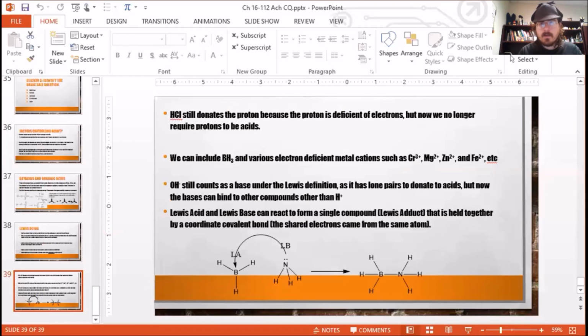In the equilibrium lab that we just did, or that a lot of you are just doing, the iron is attracted to the thiocyanate. That's a Lewis acid, Lewis base attraction that we're going to see.